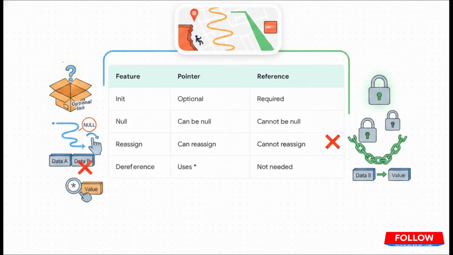So how does this actually play out in practice? Well, pointers are highly flexible. They don't need immediate initialization, they can be null, and they can be reassigned over and over. But that flexibility makes them a bit risky. You could accidentally follow a map right off a cliff. References, conversely, are much safer. They require immediate initialization, they cannot be null, and you don't even need a dereferencing symbol to use them.